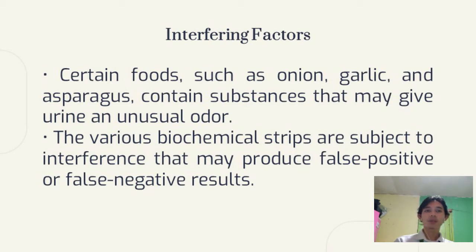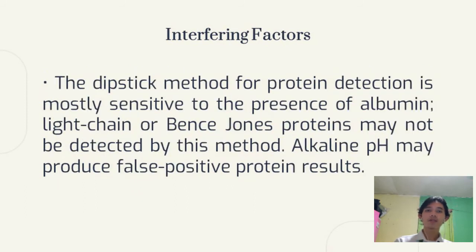Consult the laboratory for specific information regarding limitations of the method in use and a listing of interfering drugs. The dipstick method for protein detection is mostly sensitive to the presence of albumin. Light chain or Bence Jones proteins may not be detected by this method. Alkaline pH may produce false positive protein results.